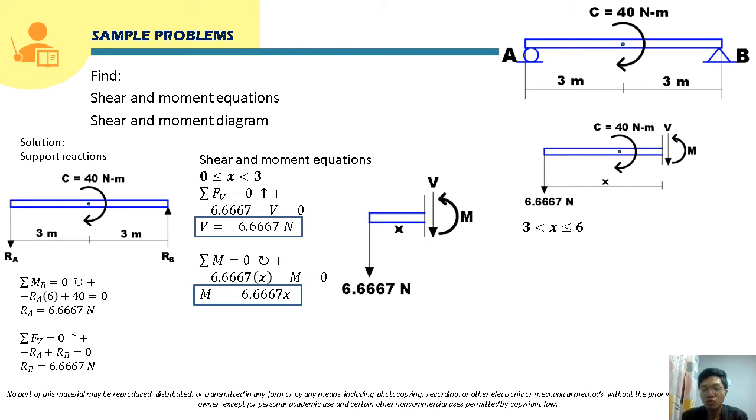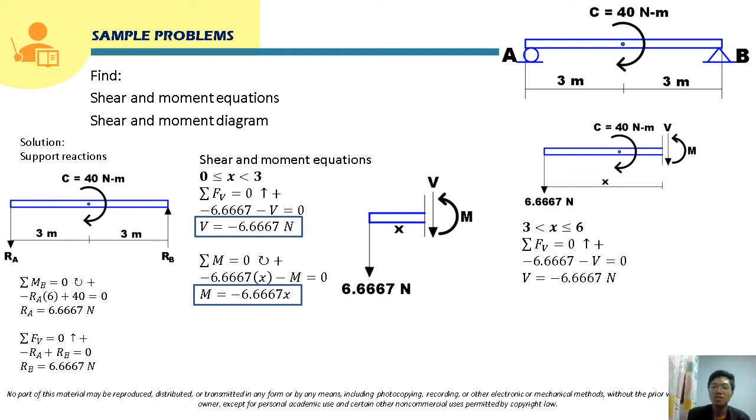To solve for the shear equation, class, summing up forces vertical here, this will be negative 6.66667 minus V. Solving for V, this is negative 6.6667 Newton. So this is also constant, class.